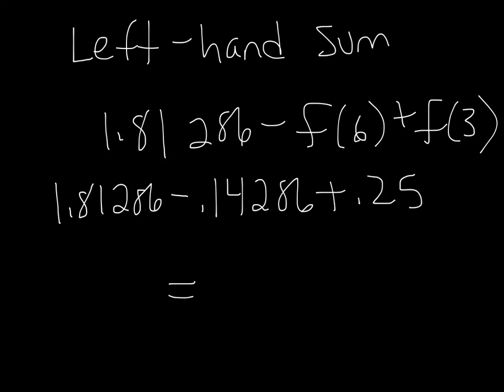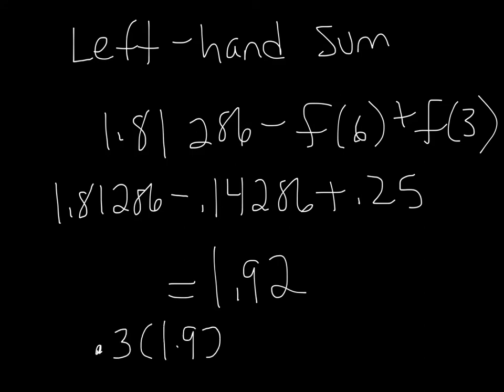So let me figure out what that is. 1.81286 minus 0.14286 plus 0.25, and I get 1.92. And then we just have to take 0.3 and multiply it by the 1.92. And we get something a little different than the other one. We get 0.576.